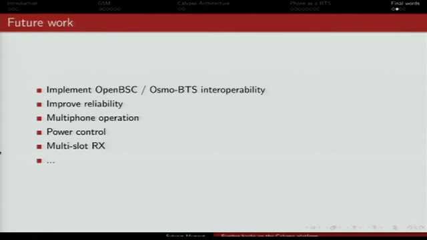What's left to do? Well, a lot, of course. One thing that I know somebody is going to start working on very soon is implementing OpenBSC and Osmo BTS interoperability. Improve the reliability, as I said. Try multi-phone operation, see if that actually improves the reliability, because currently I don't have any voice channels, which is a shame, but with multi-phone operation, I could potentially have a complete cell that has up to 7 voice channels, which would be pretty great.